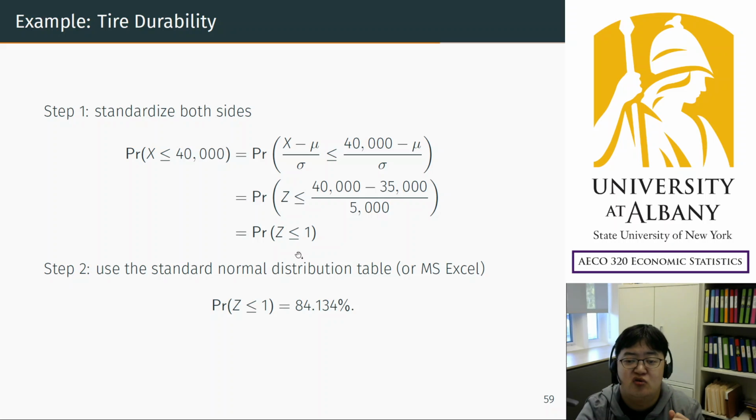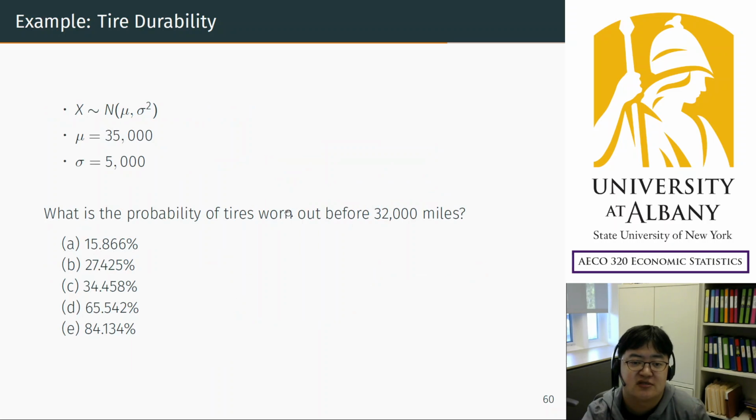Anyhow, you need to calculate this probability in Excel, using some function formula in Excel to calculate the probability that Z is smaller than 1. Then you are going to get 84%. That is the probability that a tire cannot endure 40,000 miles. The probability we wanted, right? So simple, two steps. A kind of mechanical process.